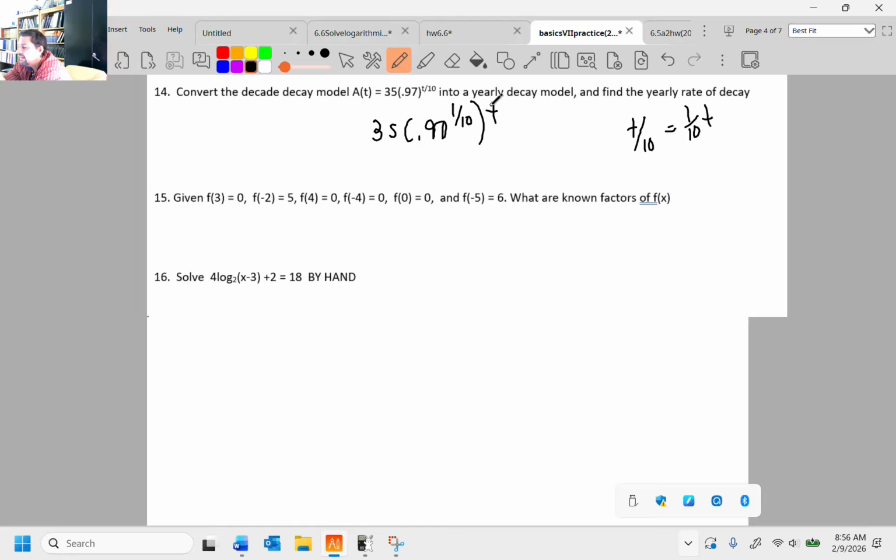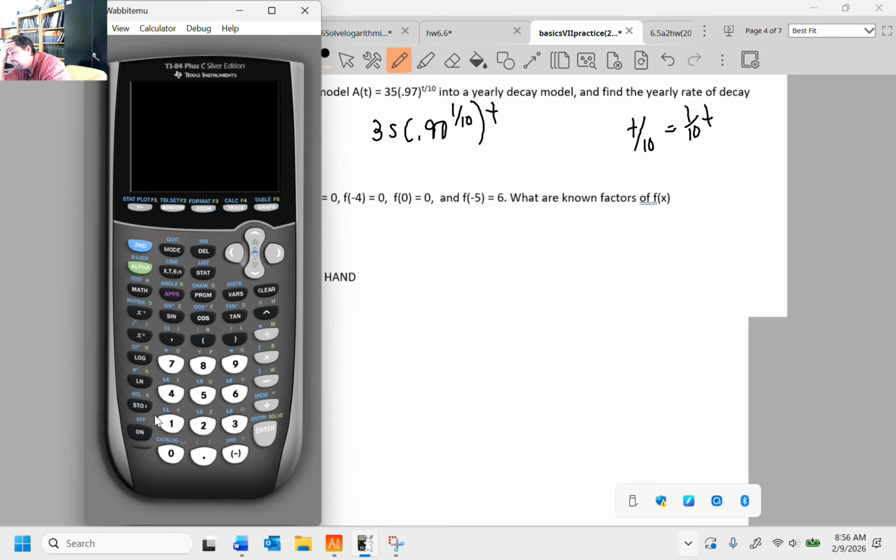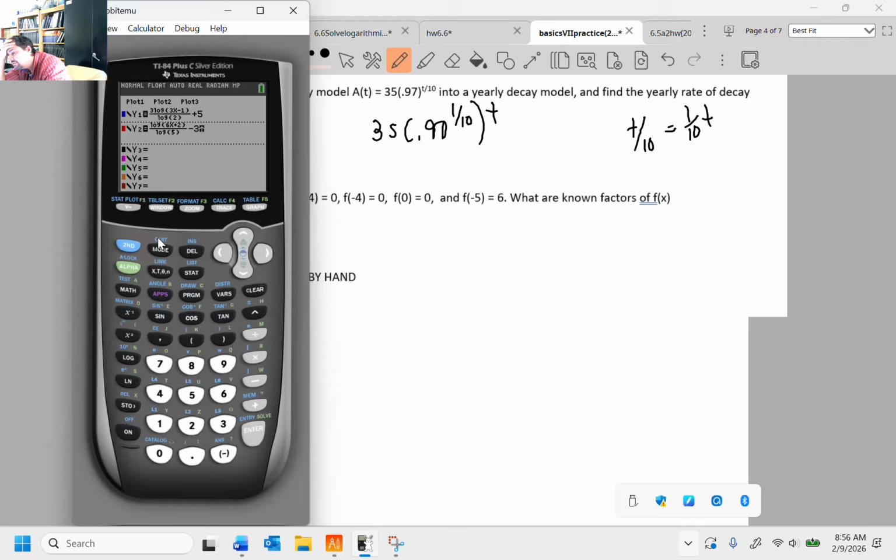So I'm going to move that 1/10 inside, and I'm going to leave that t on the outside. All I have to do then is push buttons. First I convert into a yearly decay model, and then I find the yearly rate of decay. So I'm going to go to my trusty TI-84 and see what the 10th root of 97/100ths is. That is the 10th root, by the way. You might read it as the 1/10th power, but it is the 10th root. 0.9970 if you know how to round.